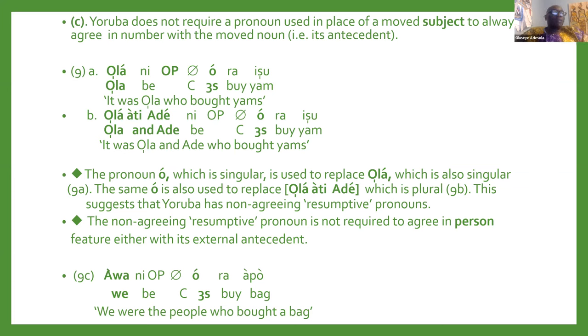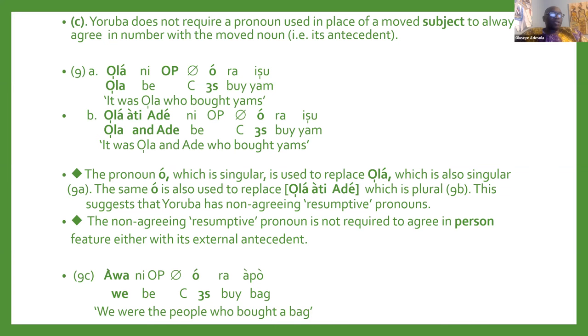But for 9B, you have a sentence like Ola Atiade Niora Issue. The sentence is acceptable, even though Ola and Ade are supposed to be plural, whereas the third person singular pronoun O is in the resumptive position. So the question then is, why is this acceptable, if, as we saw in the previous example, there's supposed to be an agreement between a pronoun and its antecedent? This is the question I'm going to try to answer today, and then try to see if we can have other languages that exhibit a similar pattern.